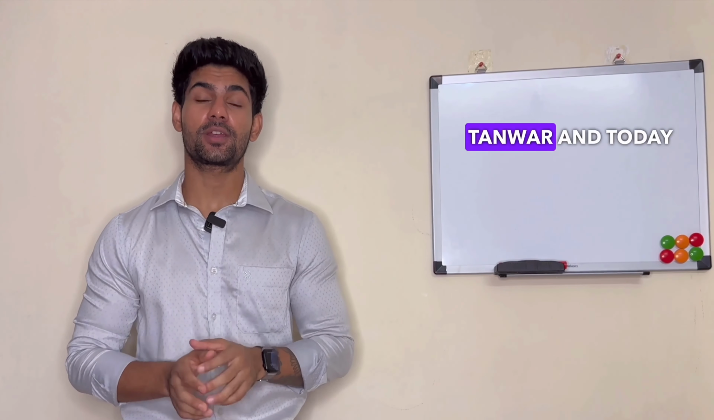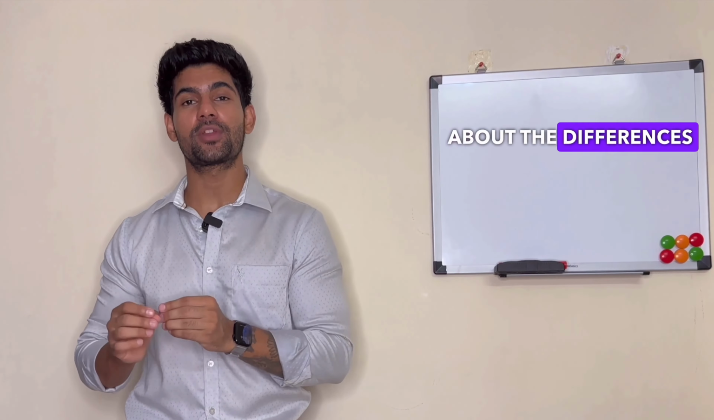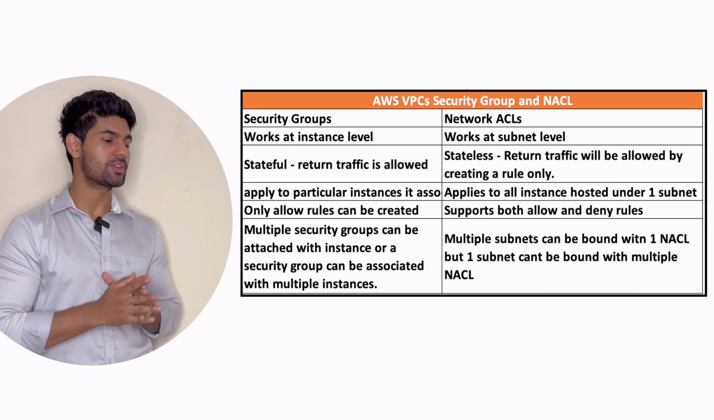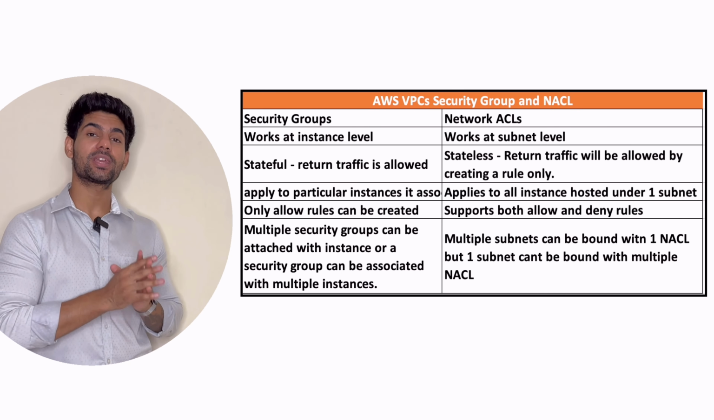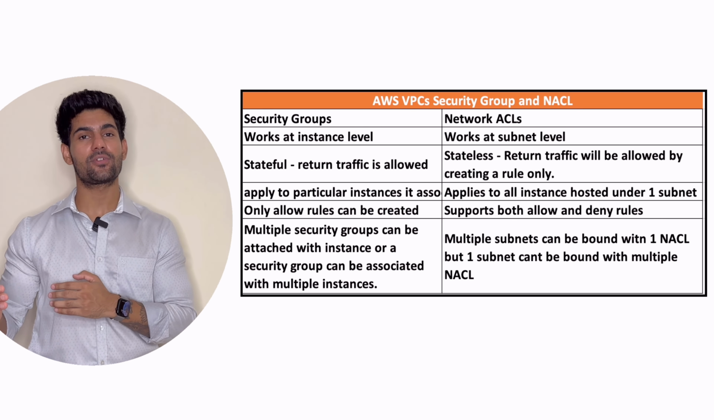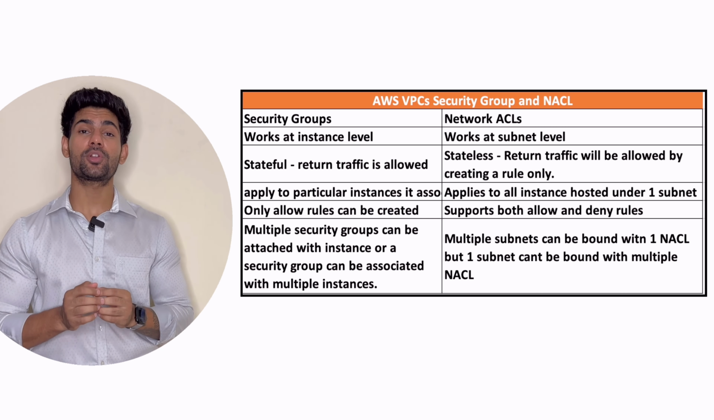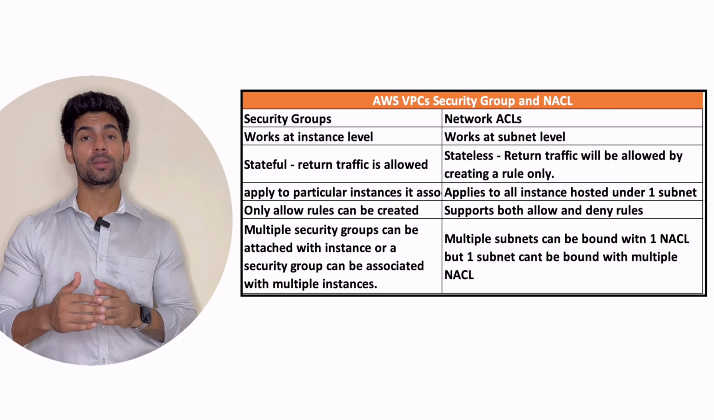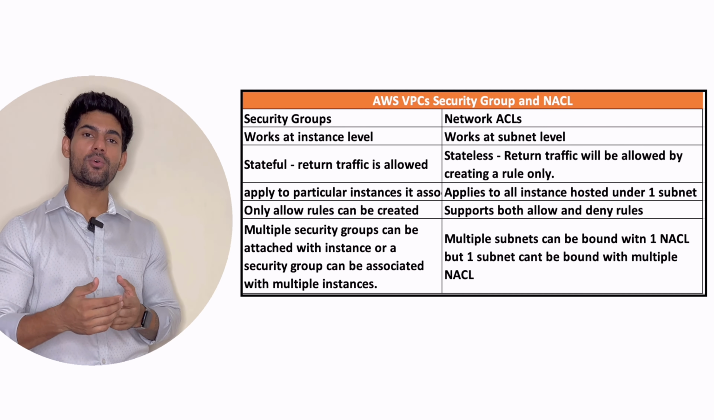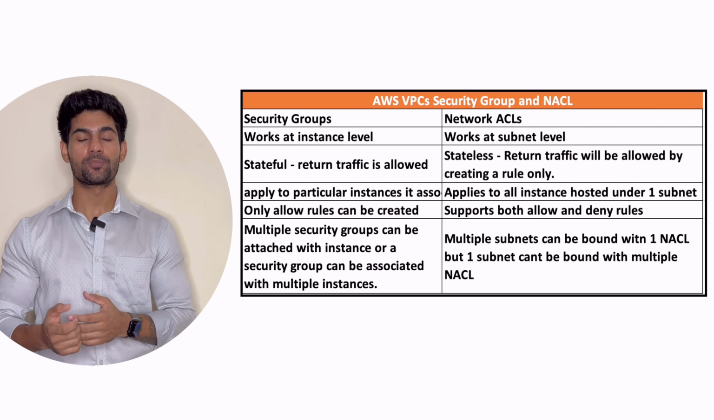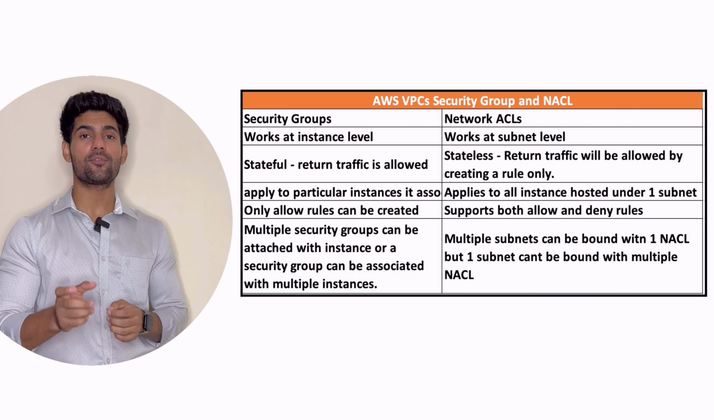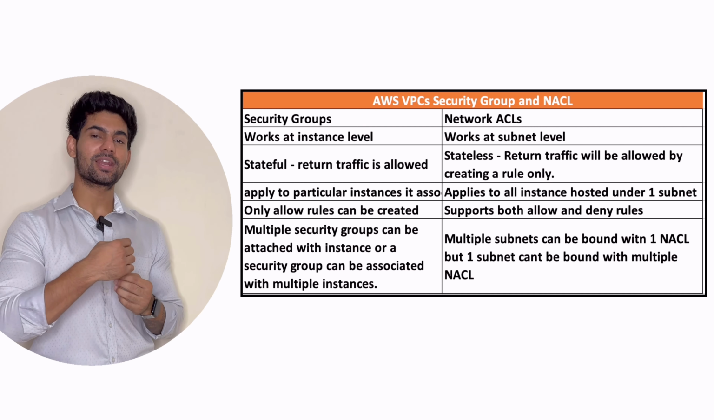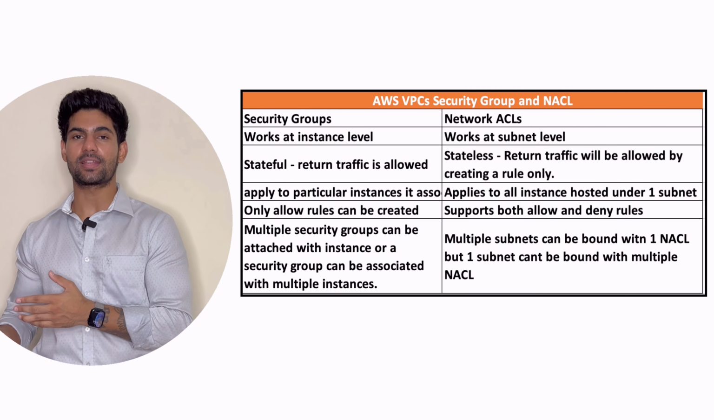My name is Maninder Tawar and today we will discuss the differences between security group and network access control list. So you can see on the right side, security group works on instance level whereas NACL works on subnet level. And security groups are stateful. It means the reverse traffic is also allowed, whereas in NACL we have to allow the reverse traffic by a rule. And in security groups we have only allow rules, and in NACL we have both options. We can allow the traffic, we can deny the traffic.